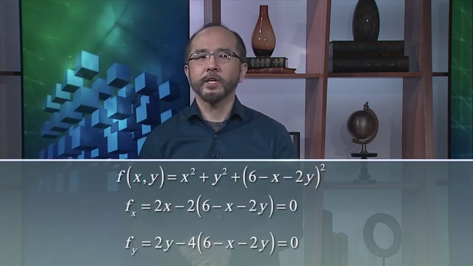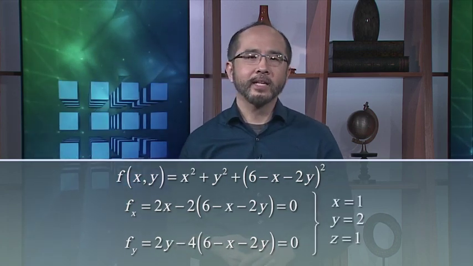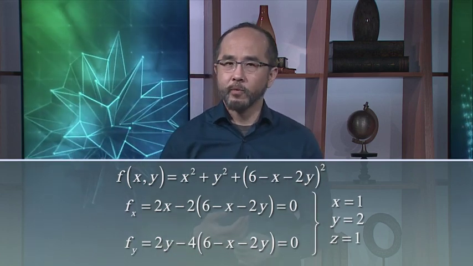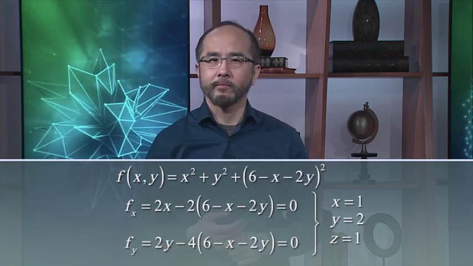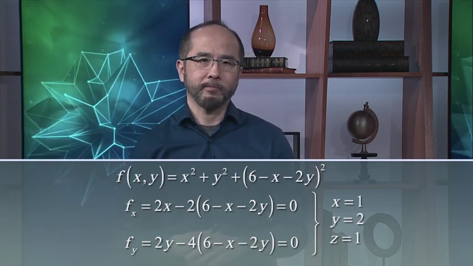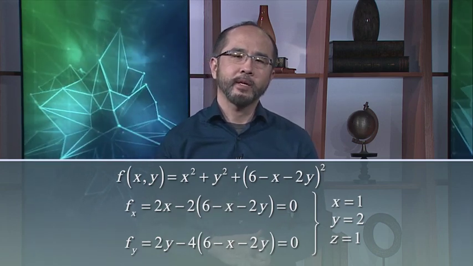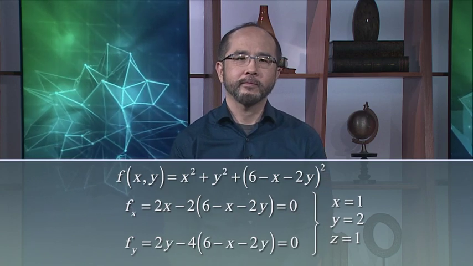When you solve these equations for x and y, you will get x equals 1 and y equals 2, and that will imply z equals 1 if you use the equation of the plane. You might pause here and try this. Now, we found exactly one critical point, 1, 2. Is it a minimum for f?